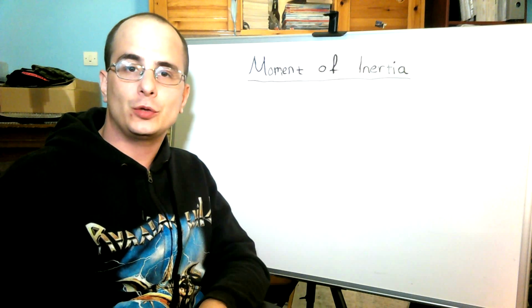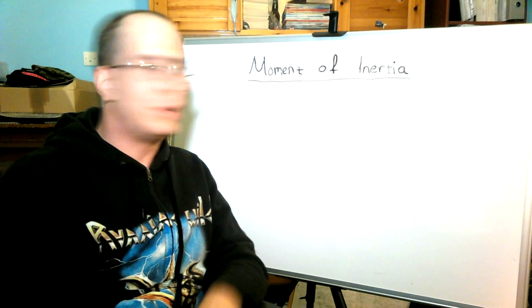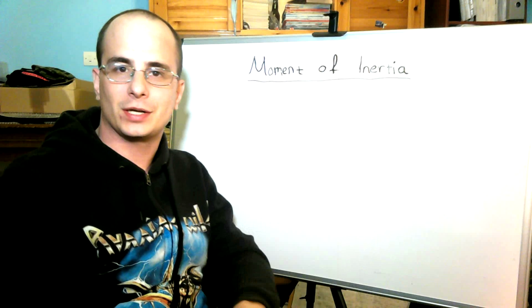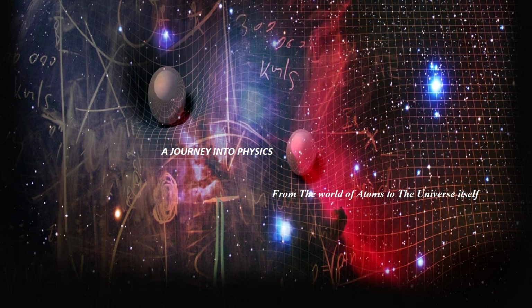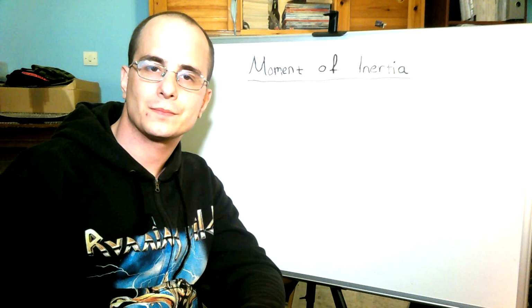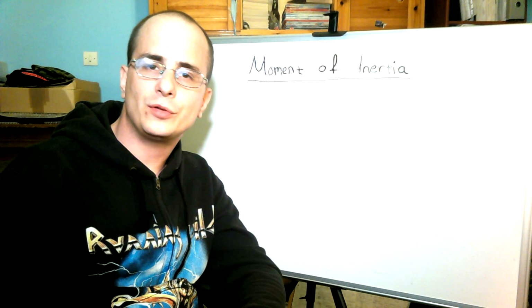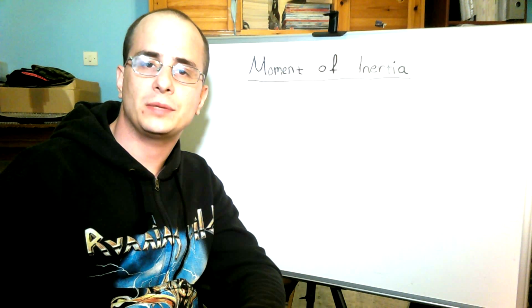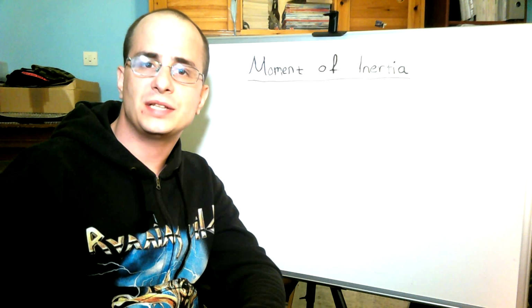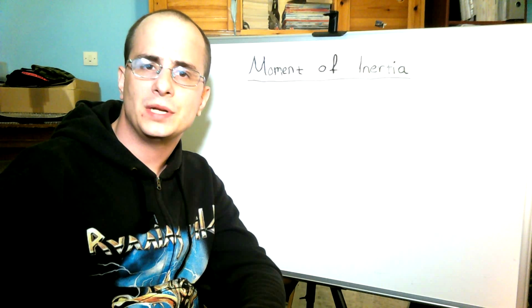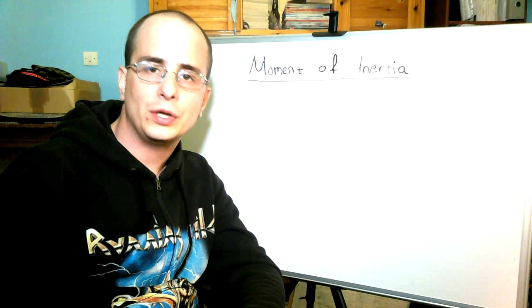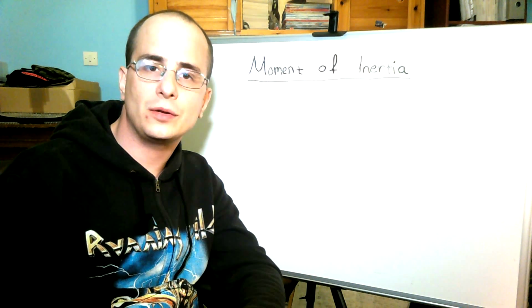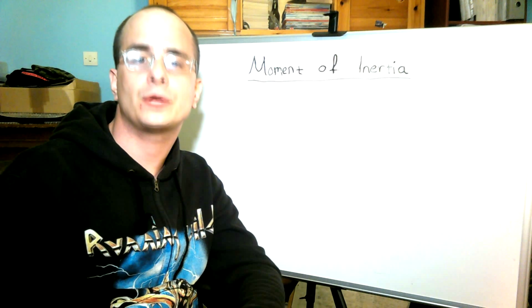In today's episode we're going to discuss moment of inertia. The moment of inertia is also known as angular mass or rotational inertia, and it is a tensor that describes the needed torque in order to achieve a desired angular acceleration about a rotational axis.